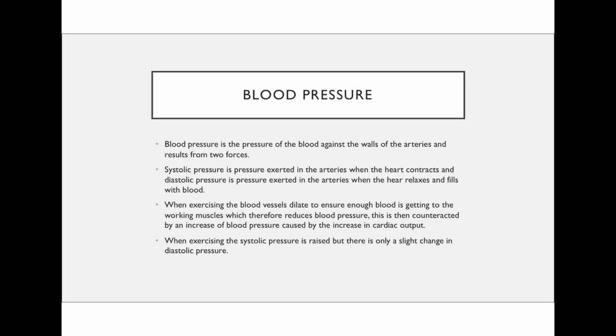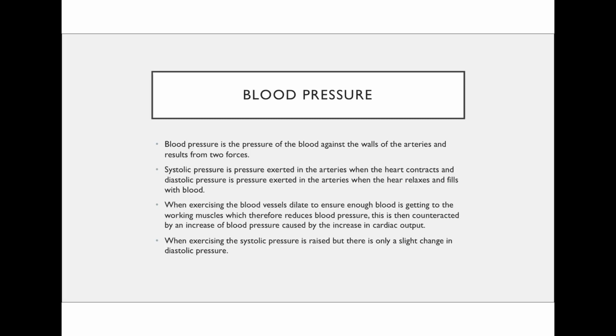Blood pressure. Blood pressure is the pressure of the blood against the walls of the arteries and results from two forces. Systolic pressure is pressure exerted in the arteries when the heart contracts, and diastolic pressure is pressure exerted in the arteries when the heart relaxes and fills with blood.